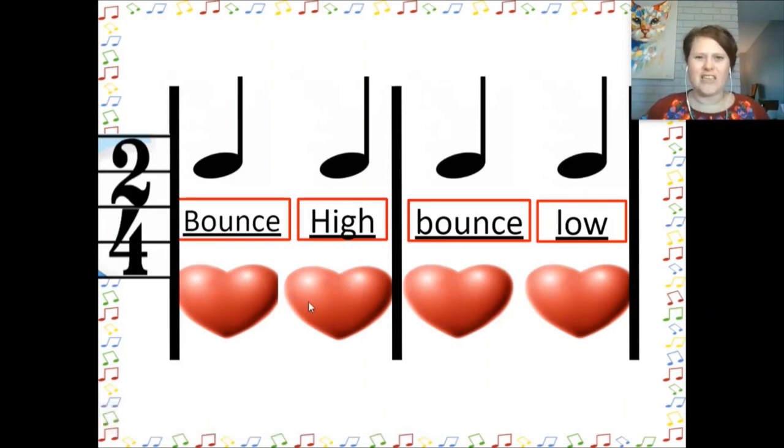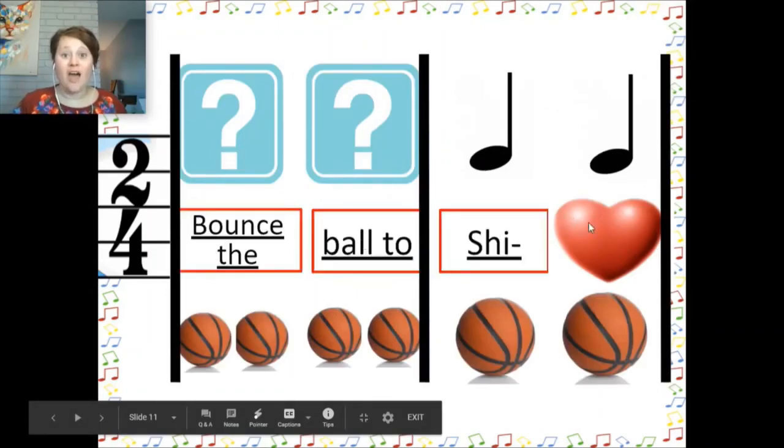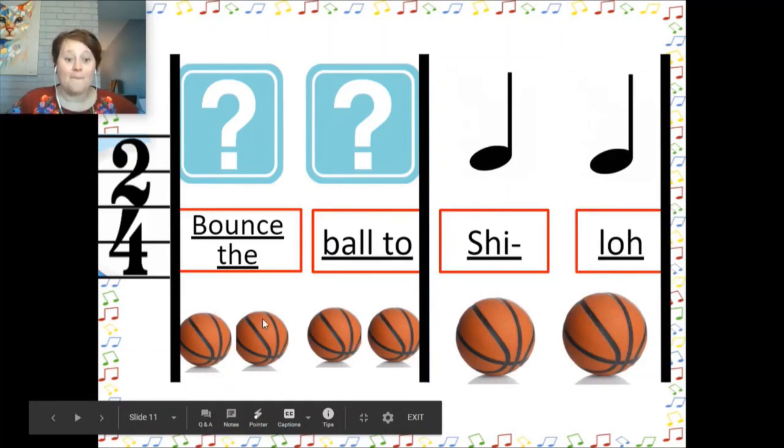Let's see if the next one works. Bounce the ball to Shiloh. Clap the rhythm or the sounds. Bounce the ball to Shiloh. Bounce the ball to... Okay, so we have two sounds here. So all together, we have one, two, three, four sounds. But do we still have two beats?